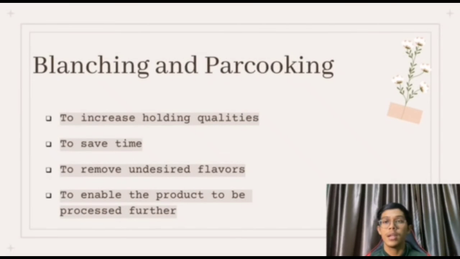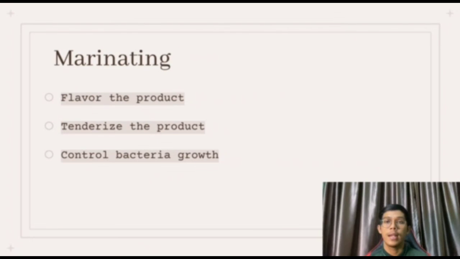Next, blanching and pre-cooking. First, to increase holding qualities. Second, to save time. Next, to remove unwanted flavor. And lastly, to enable the product to be processed further. Lastly, marinating. First, flavor the product. Second, tenderize the product. And last, control bacteria growth.